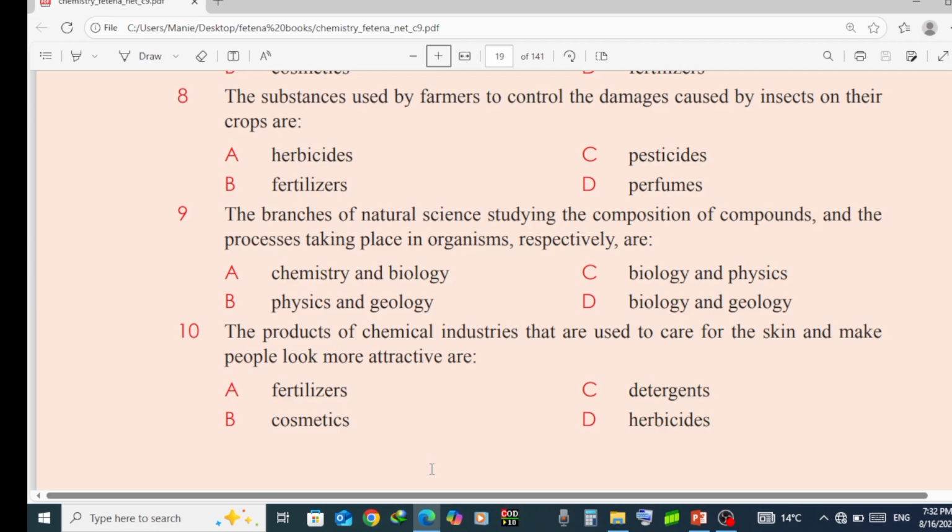Respectively means in order. The first is the composition of the compound, and then the process taking place in organisms. Therefore, whenever we are facing this term called respectively, we have to take care of the steps.